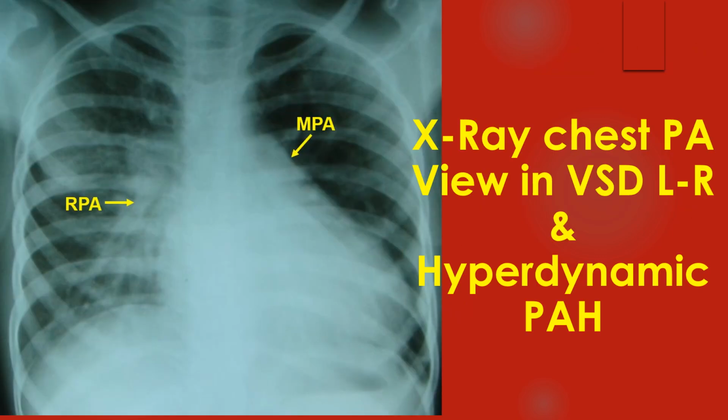X-ray chest PA view in a VSD with left-right shunt and hyperdynamic pulmonary hypertension. There is cardiomegaly, prominent main pulmonary artery segment and right pulmonary artery. Enlarged left pulmonary artery shadow is seen below the left cardiac border within the cardiac salute. The enhanced vascular markings are visible on the right side, whereas it is obscured by the cardiac shadow on the left side.